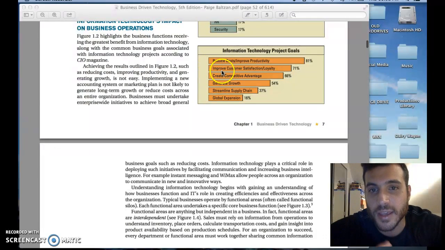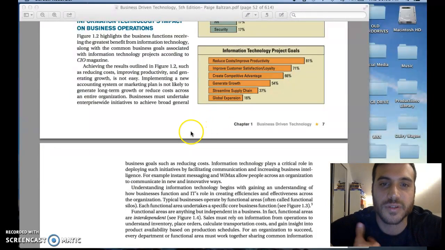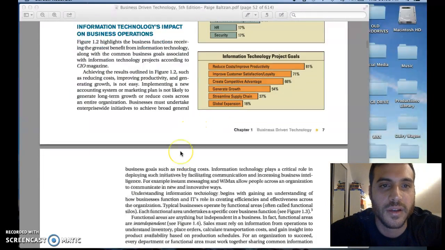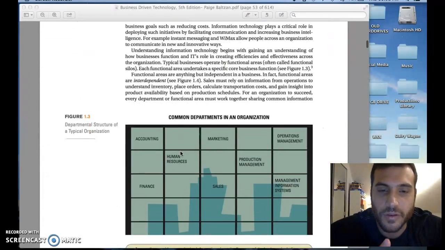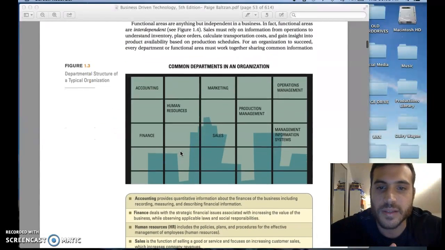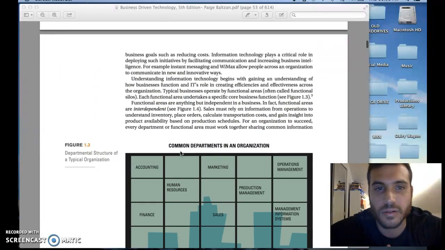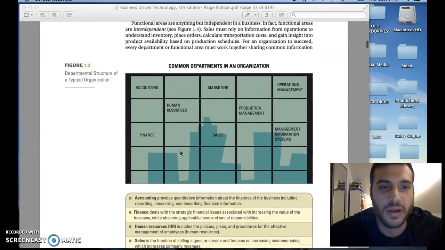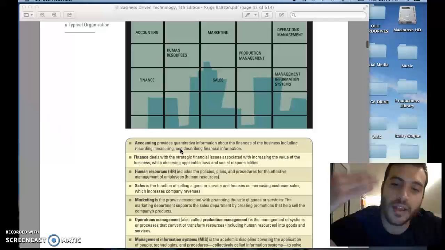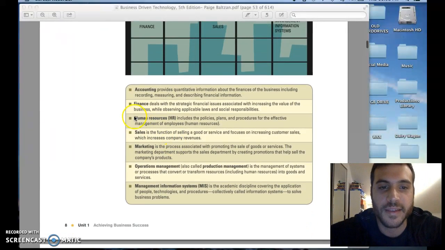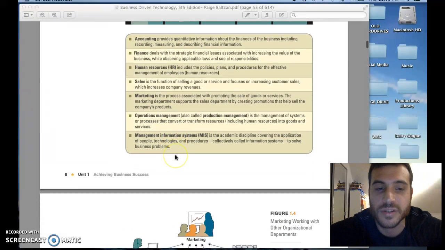And then you can get great feedback using surveys, things like that, to get feedback from your customers to improve your products and your company. Now, further into chapter one, it explains the parts of a corporation, of an organization, a business. Bigger businesses and organizations have a lot of different departments. You have accounting, finance, human resources, sales, marketing, operations management, and management of information systems.